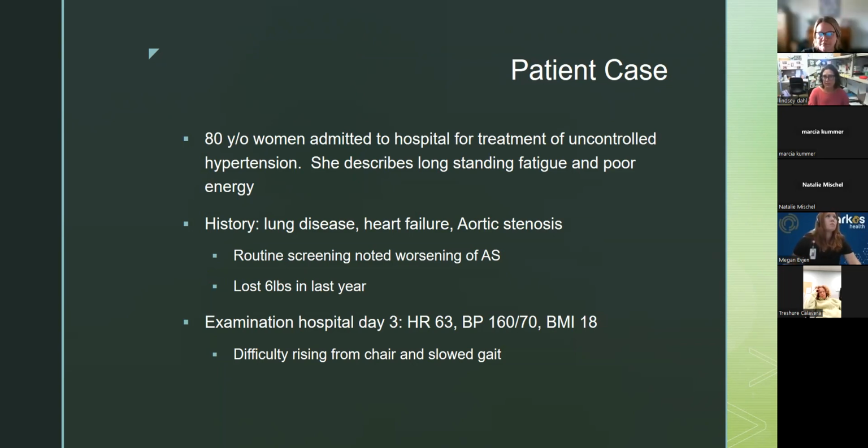When you examine her or she's seen in the hospital, her blood pressure is a little bit elevated. She has a BMI of 18, heart rate of 63, but it's really hard. She has to take multiple attempts to get out of the chair, and she has a slow gait speed. So based on this, does she have frailty or sarcopenia?